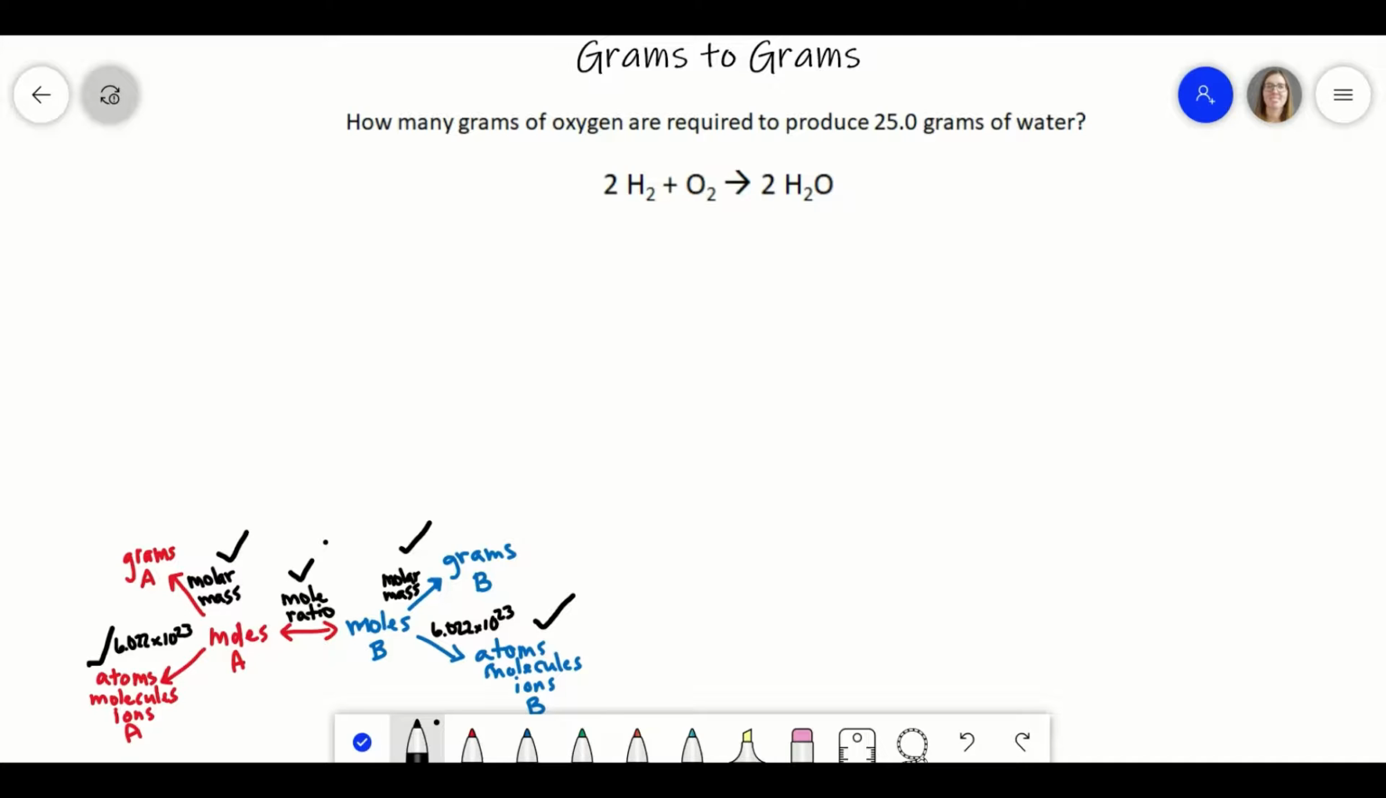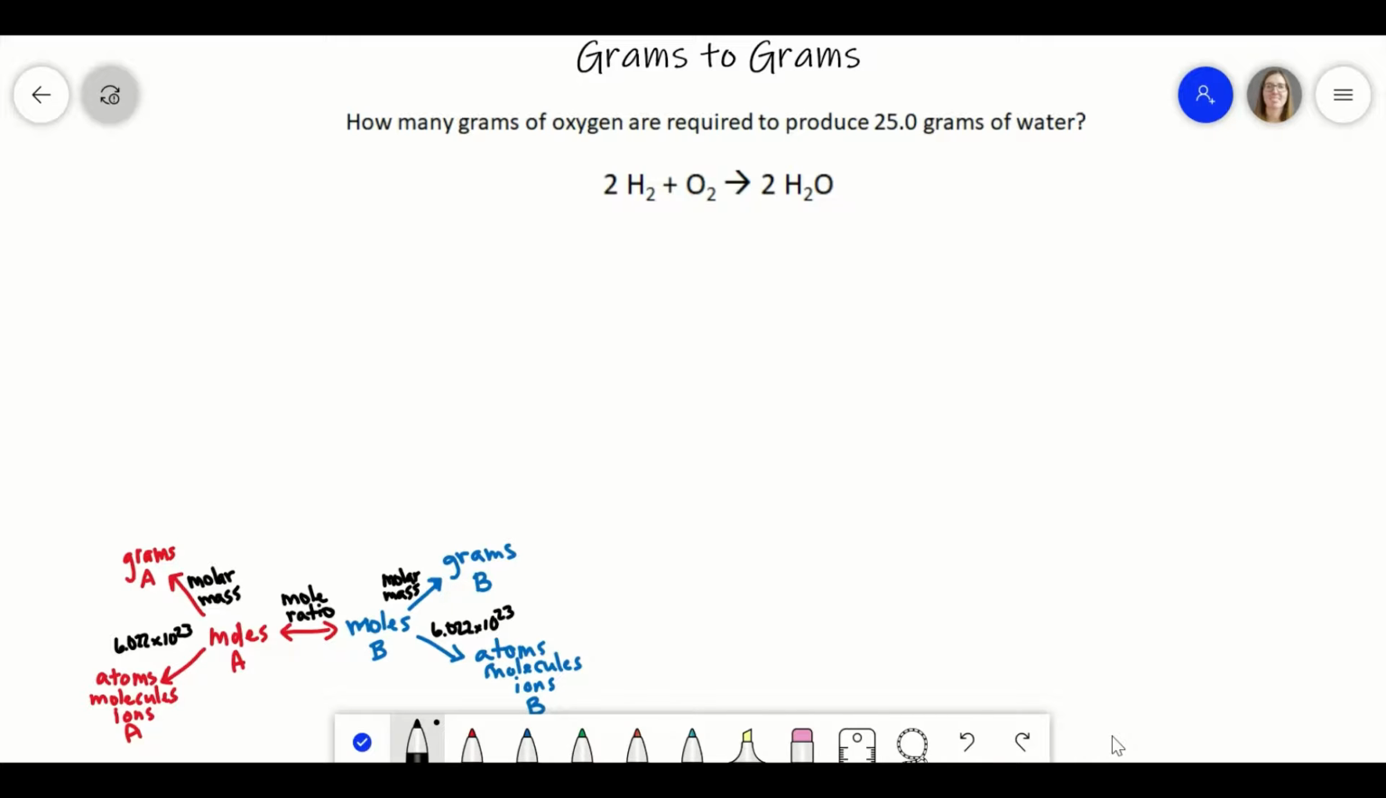Now to go from grams to grams, and the type of problem we see up at the top of the screen, we're going to use this guide. And the question says, how many grams of oxygen are required to produce 25.0 grams of water? And then the balanced equation is given to us. So for this type of problem, the balanced chemical equation is a must. We have to have it in order to solve.